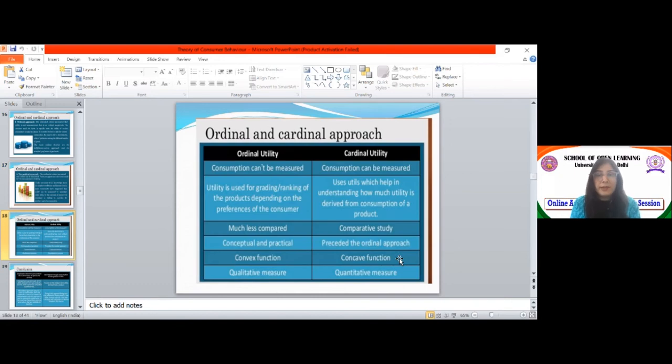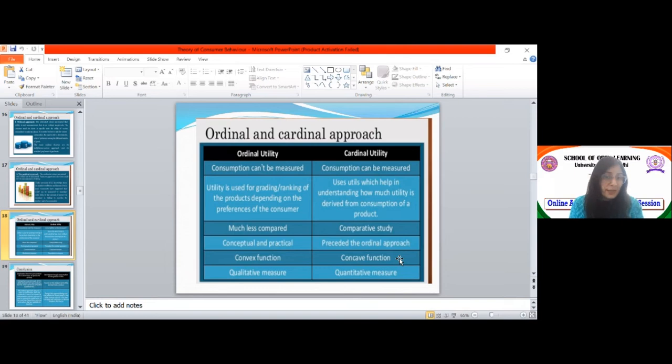Now if you see the difference between the two: in ordinal, utility consumption cannot be measured, but in cardinal, consumption can be measured in numbers. In ordinal, utility is used for grading or ranking the products, meaning orange is better than apple, or apple is better than orange, whatever the case. But the cardinal approach uses utils, which help to understand how much utility is derived from the consumption of the product.